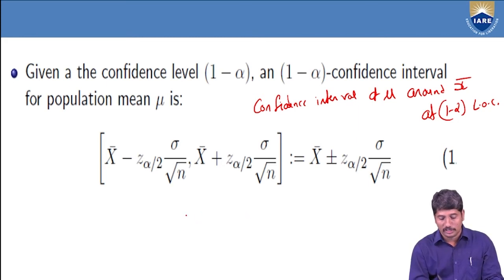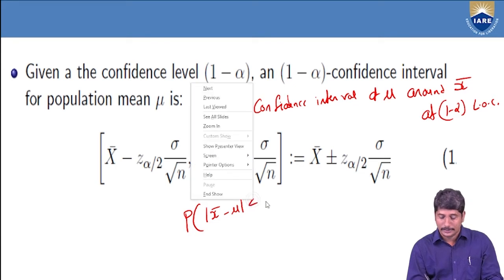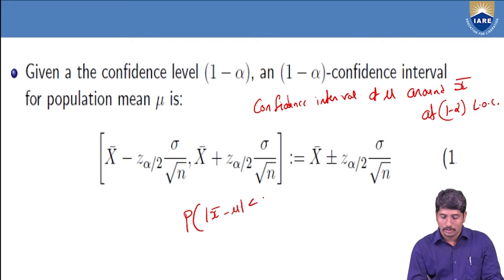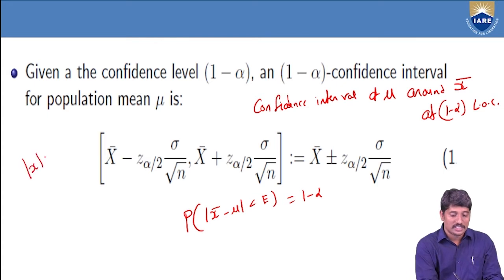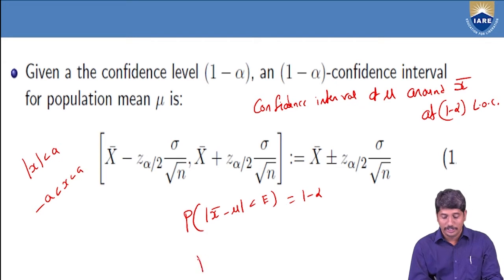So the probability that our x bar will differ from mu by less than a precise value e is 1 minus alpha. That is what we are writing. Now, when we understand the meaning of mod x less than a, what do we write? Minus a less than x less than a. So with this, we arrive at that.